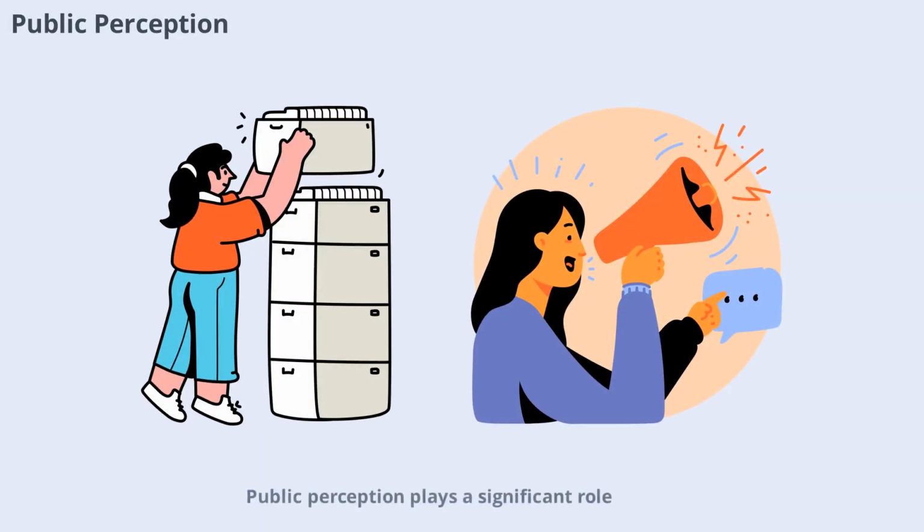Public perception plays a significant role in the adoption of base editing technologies. While many people are excited about the potential benefits, others have concerns about safety, ethics, and unintended consequences. Open communication and education are essential to build trust and ensure that the public understands both the risks and rewards of base editing. Scientists are engaging with communities to address questions and foster informed discussion.